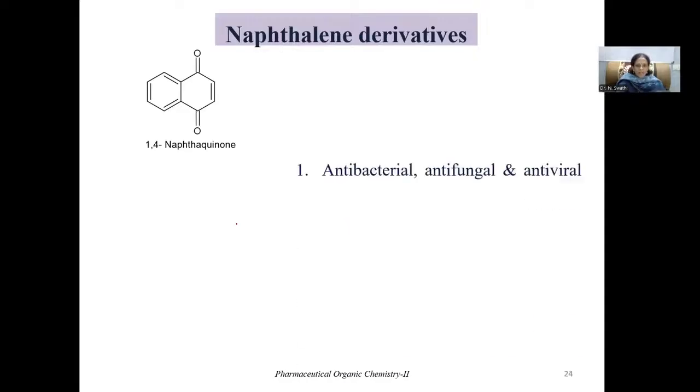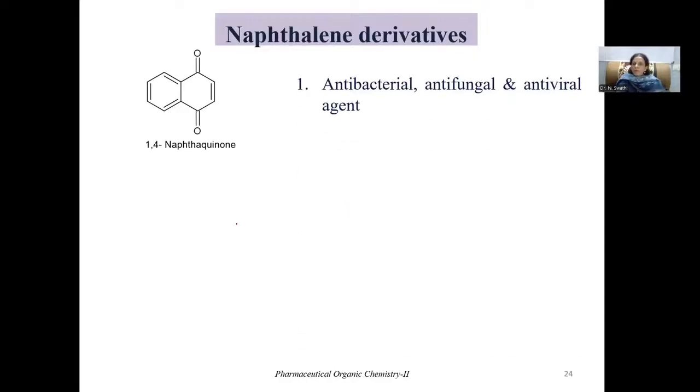Now coming to the naphthalene derivatives, 1,4-naphthaquinone. I hope you remember this structure. Under ozonolysis of naphthalene and further hydrolysis, we get 1,4-naphthaquinone as one of the products, and also upon oxidation of naphthalene we get 1,4-naphthaquinone. So this 1,4-naphthaquinone is one of the derivatives of naphthalene. It also has antibacterial, antiviral and antifungal activity, and it is also used as an insecticide.